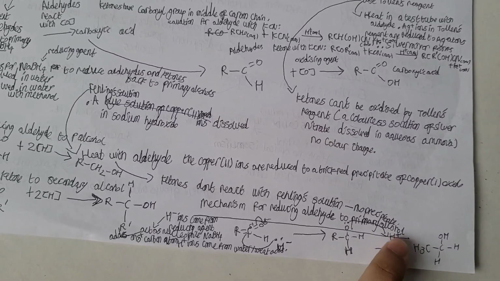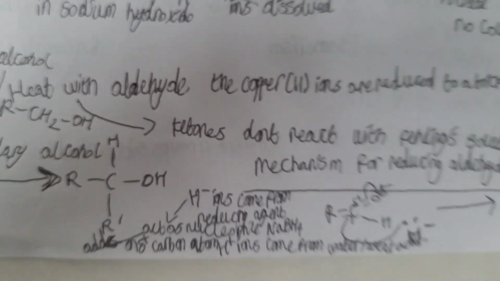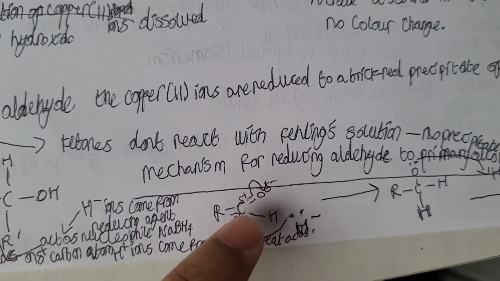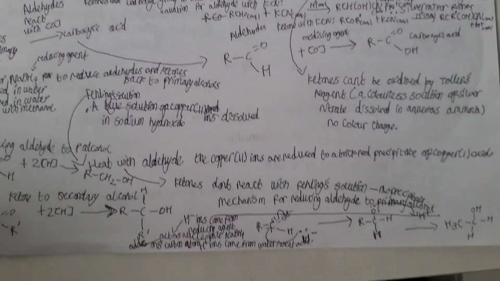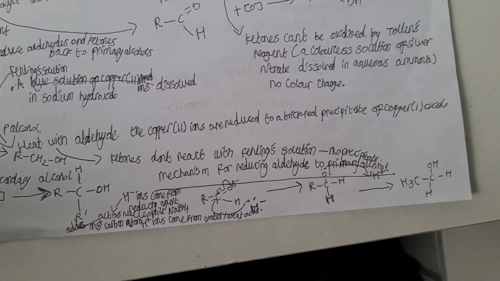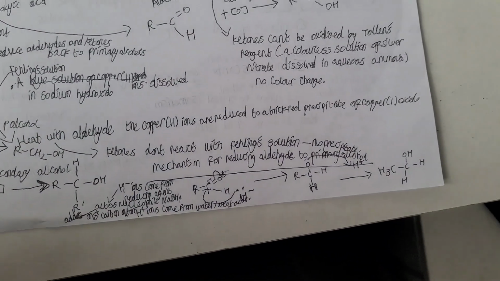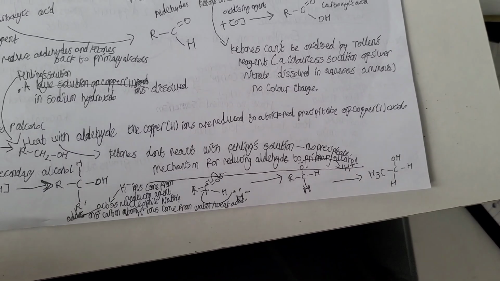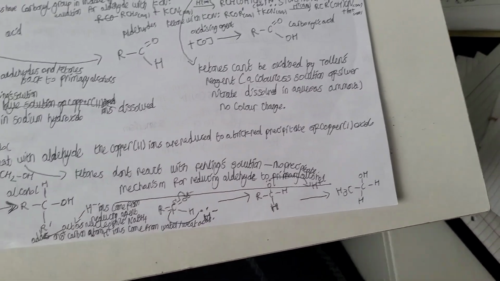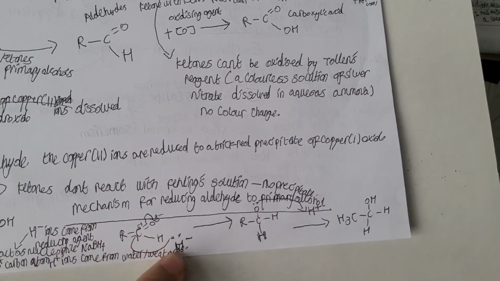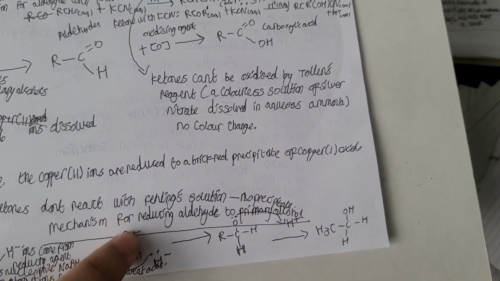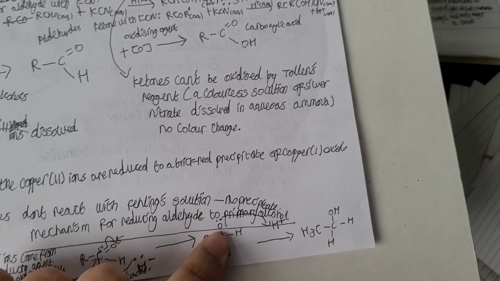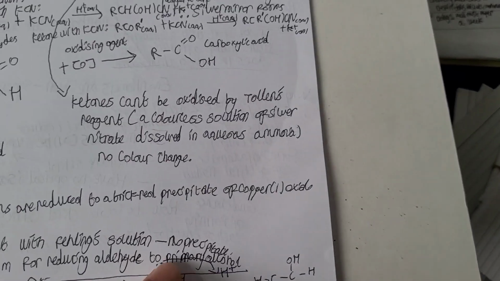The mechanism for reducing an aldehyde to a primary alcohol, using H- with a lone pair of electrons, and obviously reducing a ketone to a secondary alcohol. In this case, the mechanism for reducing an aldehyde to a primary alcohol: the H- with a lone pair of electrons attacks the partial positive carbon, transferring electrons to the oxygen with partial negative. You get this, with oxygen negative.